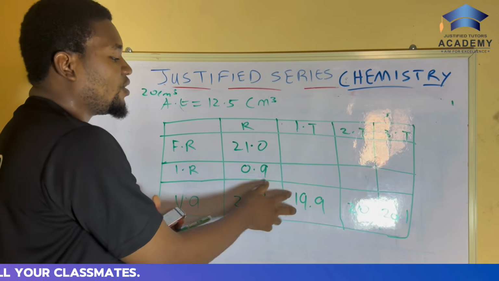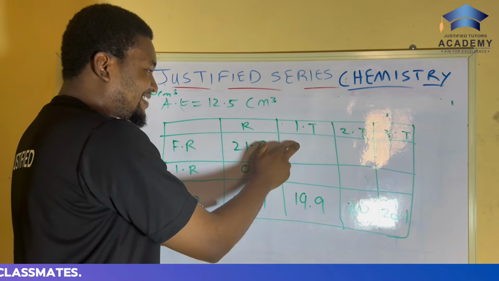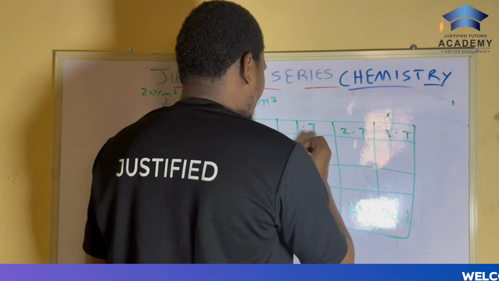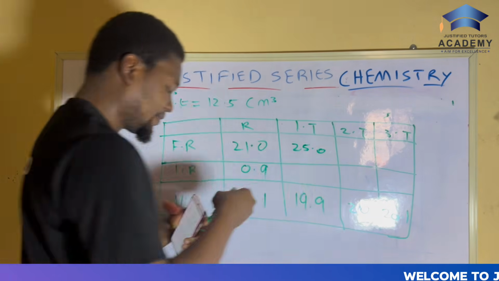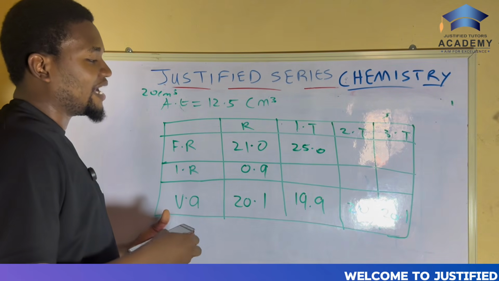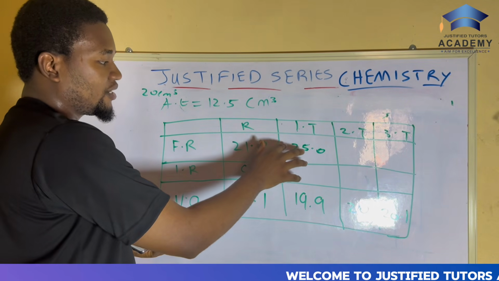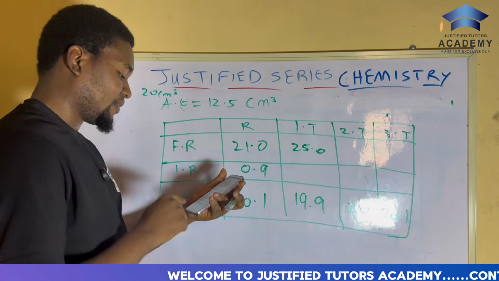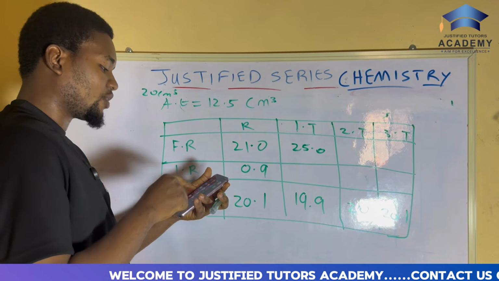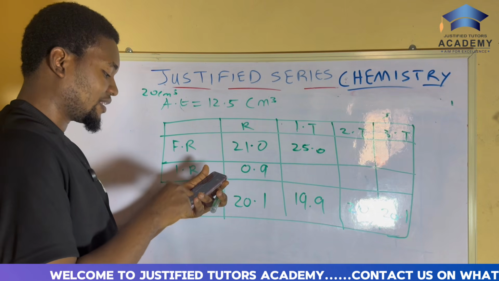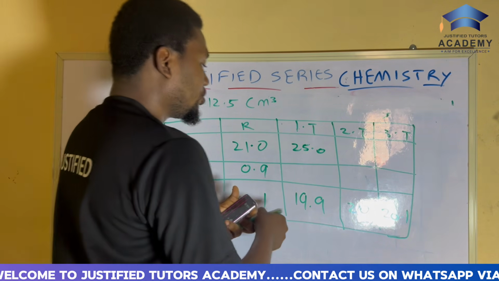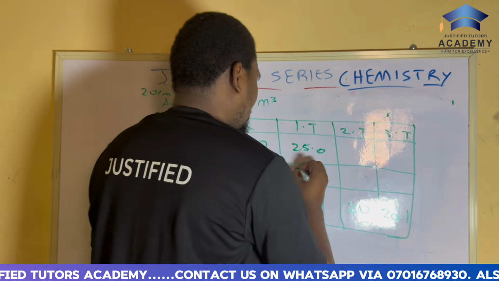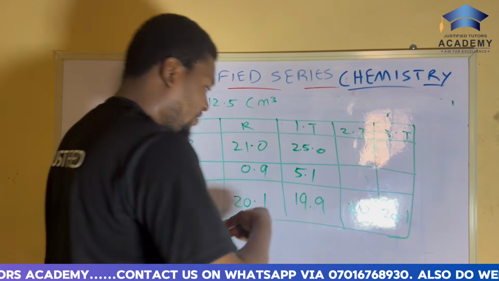So now, I can say that my first titre value here is 25.0. And then what will I subtract from 25 that will give me 19.9? Very, very simple. Just go to your calculator and press 25 minus 19.9, and you get 5.1. So here your reading must be 5.1.